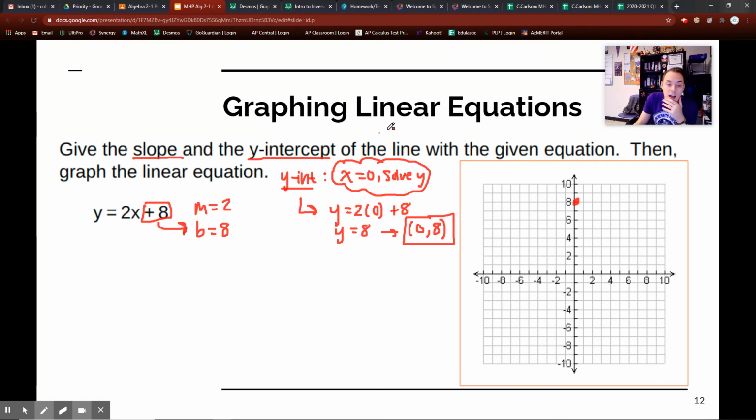Now, of course, we graph just using my regular slope. I go up 2 over 1 to get there, because my slope is 2 all over 1. Now let's just graph this baby.